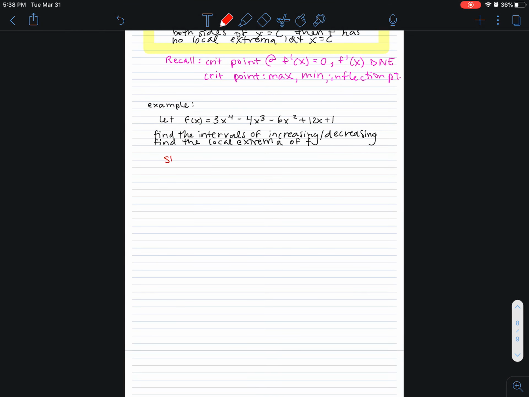So as above, we know that step 1 is just to take the derivative. So we have f prime of x equaling 12 times x to the third minus 12 times x squared. Sorry if I do any quick maths errors. Minus 12 times x plus 12.